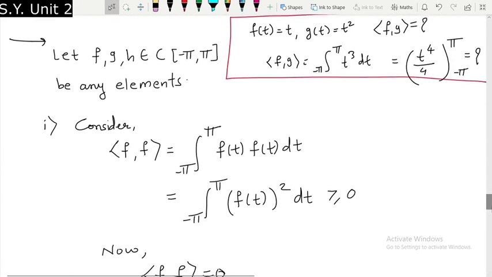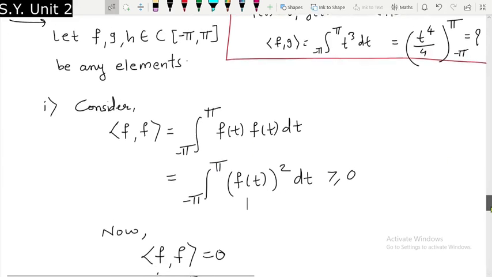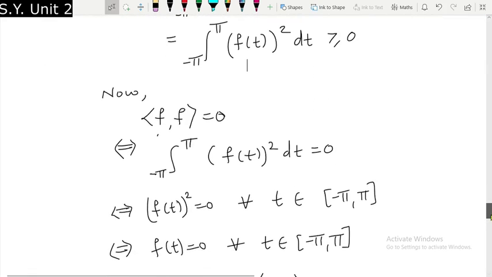So the inner product of f with f will be the integration from minus pi to pi of f of t multiplied by f of t dt, which is exactly the same as the integration from minus pi to pi of f of t whole square dt. Now since this is a greater than or equal to 0 function, since the limits are from minus pi to pi, and since the function is continuous, due to all these reasons it will be greater than or equal to 0 only.